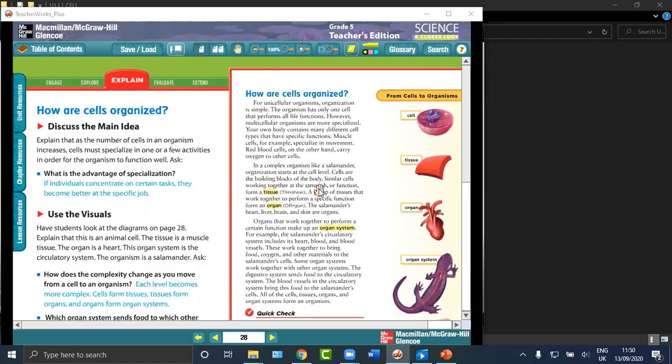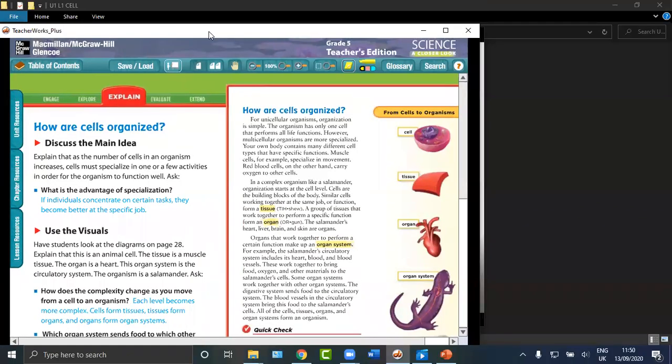How are cell, tissue, and organ similar? Teacher, I have the answer. Because they're all in one system. Yes.